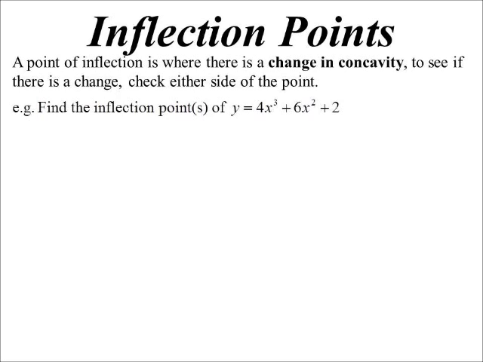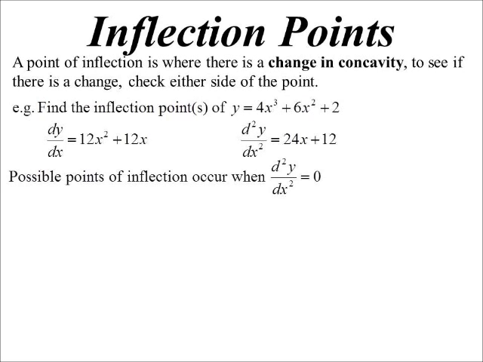I know it must have a point of inflection, by the way, because it's a polynomial, it's continuous, and it's a cubic. And it's a cubic where there's going to be 2 turning points. So by definition, there must be a change in concavity in there somewhere. But let's locate it. So my second derivative is 24x plus 12. Possible points of inflection is when the second derivative is equal to 0. So in this case, there's one possibility.